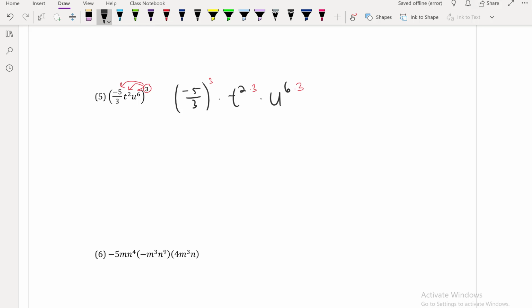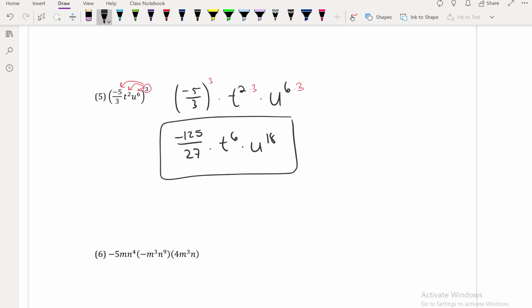So now I have the fraction of negative 5 over 3 that's going to get multiplied together 3 times. So negative 5, negative 5, negative 5 being multiplied is a negative 125. 3 times 3 times 3 is 27. I have t to the 6th power, and I have u, and 6 times 3 is going to give me an 18. Now I'm just going to make that 5 look a little bit better. So 125. So that ends up becoming my final answer.